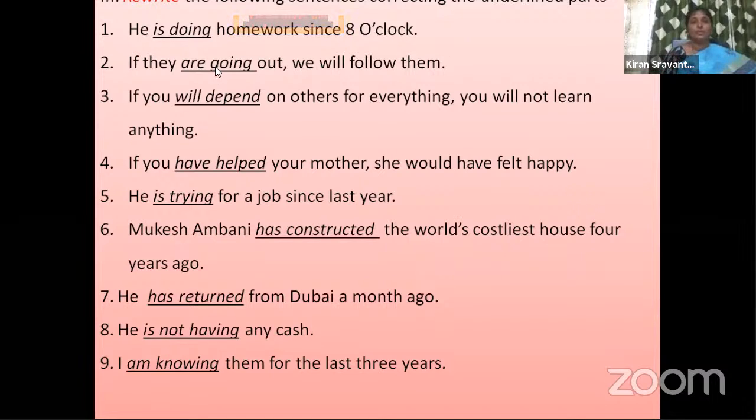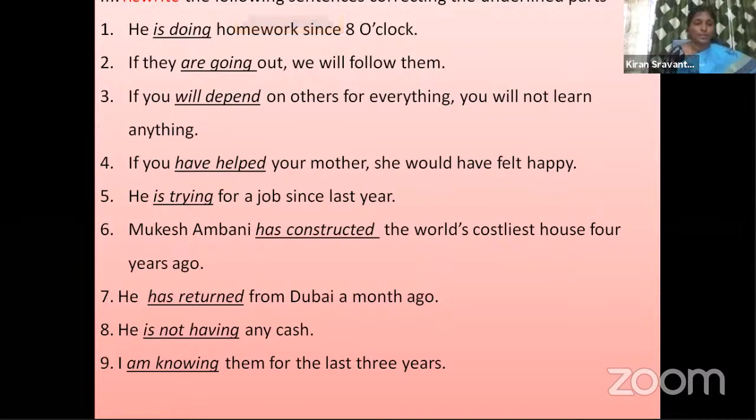Then, if they are going out, there is some error in the underlined part. If they are going out, we will follow them. The main clause is in future simple. So when the main clause is in future simple, the if clause should be in present simple: if they go out, we will follow them. If you will depend on others for everything, you will not learn. The main clause is in future simple, so here, if you depend on others, that is present simple. If you depend on others for everything, you will not learn anything.